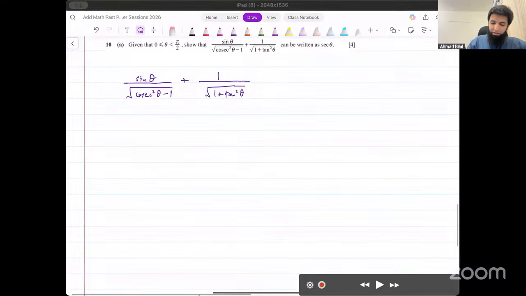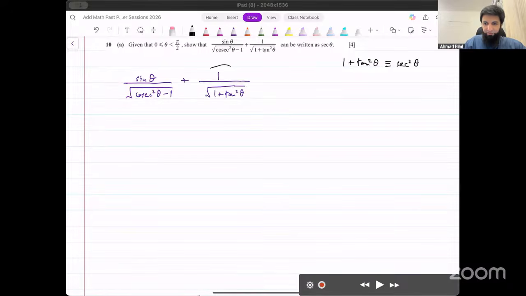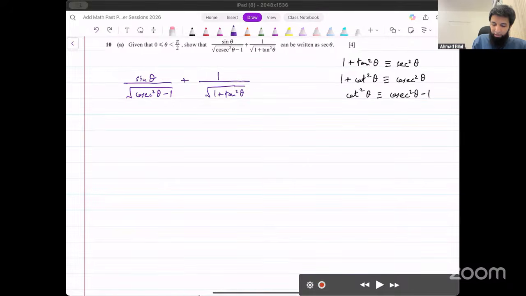Now, what is 1 plus tan square theta? We have an identity for that, right? 1 plus tan square theta is identical to secant square theta. So we can simplify this denominator and write it as secant square theta. What about cosecant square theta? It's given in the formula sheet as well: 1 plus cot square theta is identical to cosecant square theta. If we rearrange this, cot square theta is identical to cosecant square theta minus 1. So we could simplify this denominator as well.